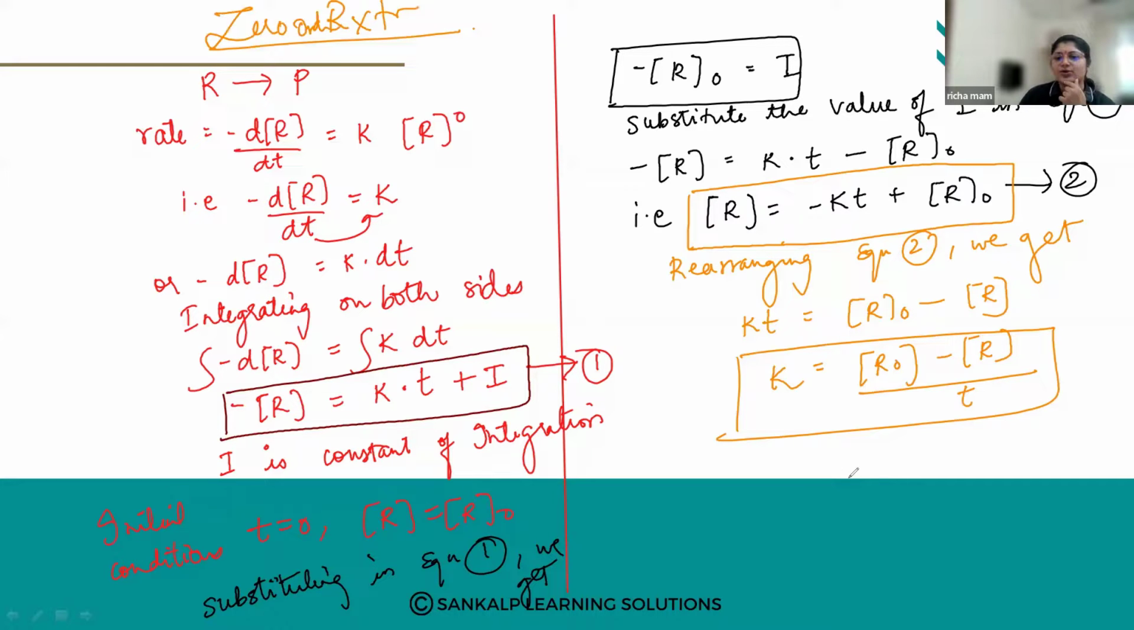Both zero order and first order you have to practice today. Write it two to three times and you will understand. If you write the steps, see and write one time, two times, and then practice without seeing. It will be clear.